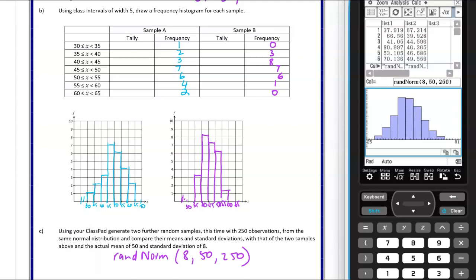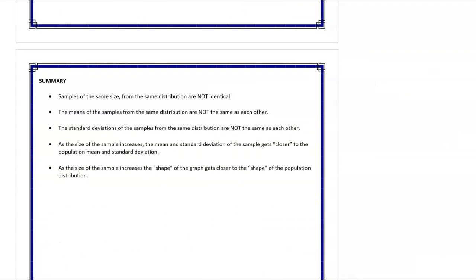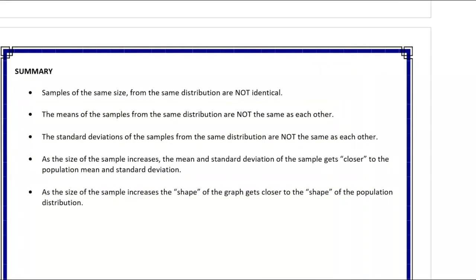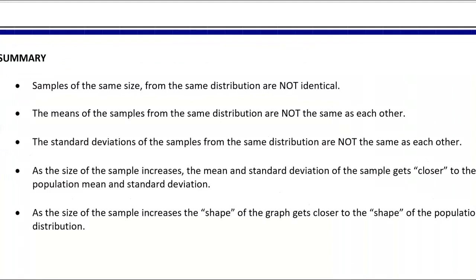So, what is the point of all this that we're doing? Well, one is to make sure that you can generate samples on your calculator. That's the first thing. And then from there, calculate any statistics that may be required. But then the second thing is just emphasising the fact that samples aren't the same.